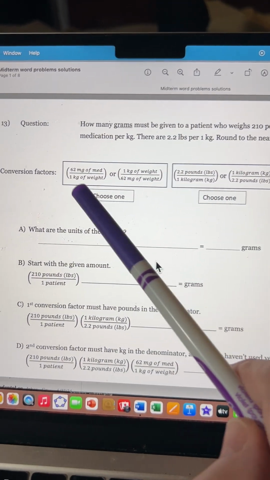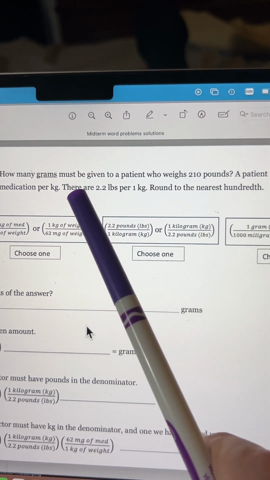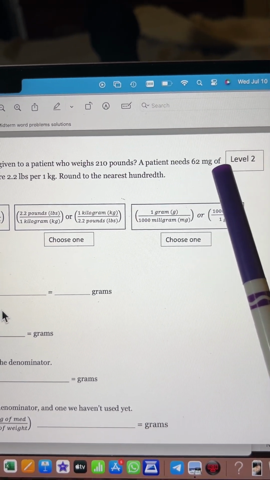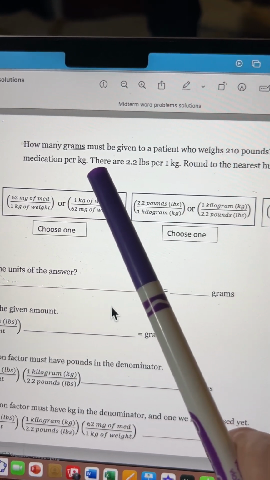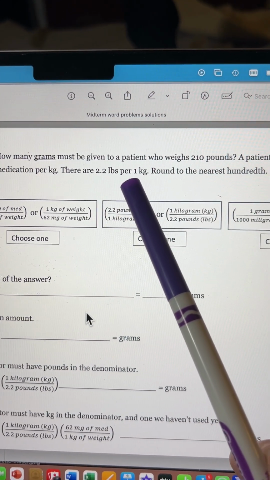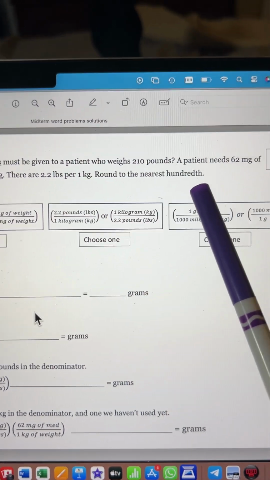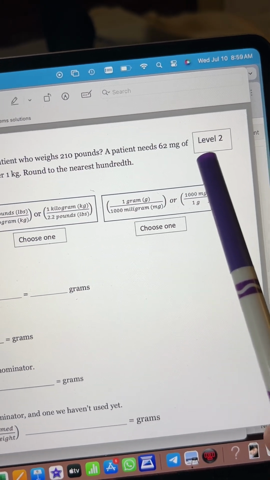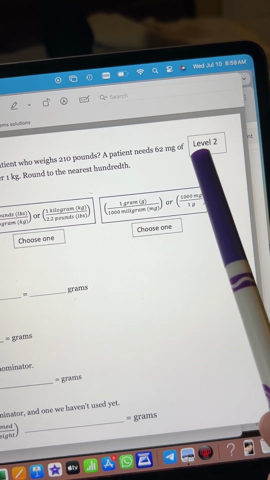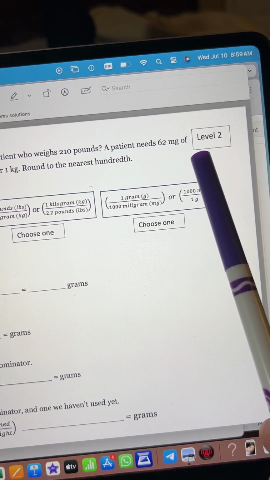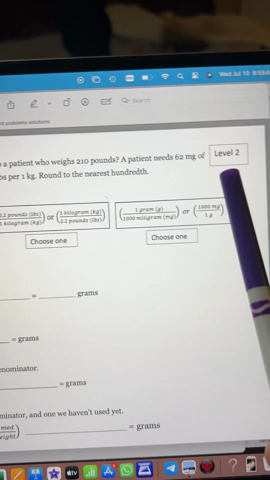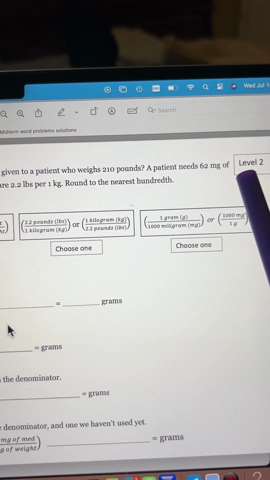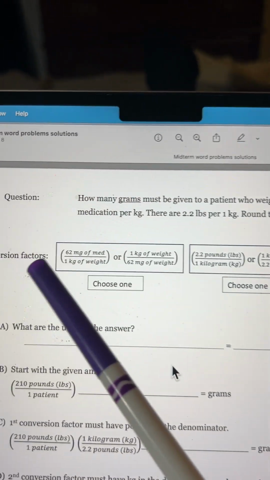And so the first thing you do, here we go, is how many grams must be given to a patient who weighs 220 pounds. So, a patient needs 62 milligrams of medicine per kilogram. There are 2.2 pounds in 1 kilogram, round to the nearest hundredth. So this problem has everything. Level 2 means everybody in this class should be able to do this one by the end of the year pretty easily. A level 3 is like a B problem, maybe a B plus, but we should all be able to do this one eventually.